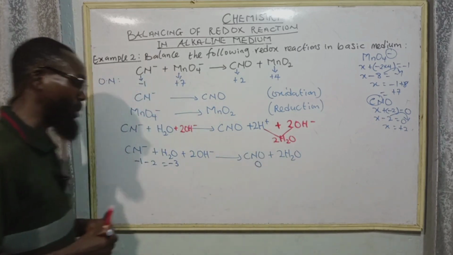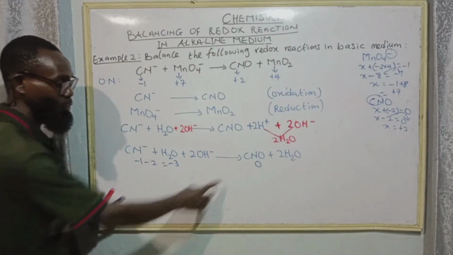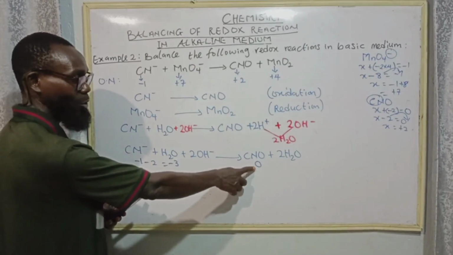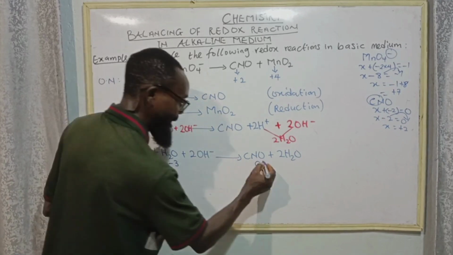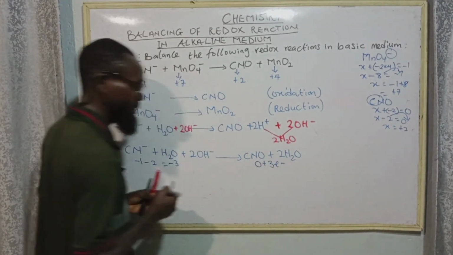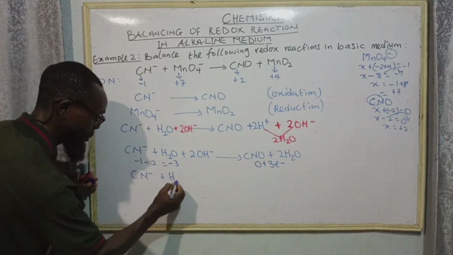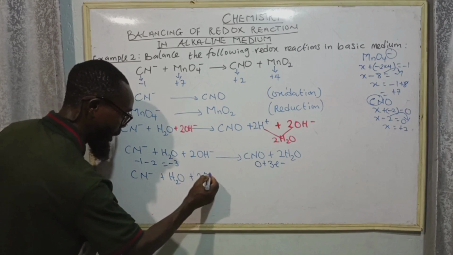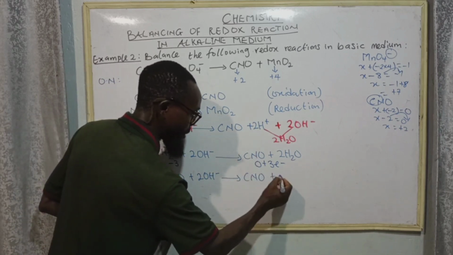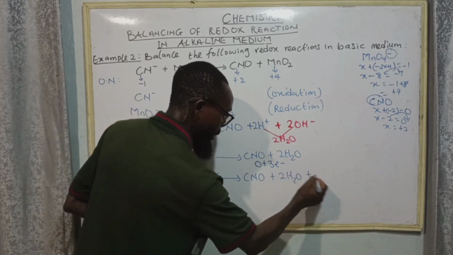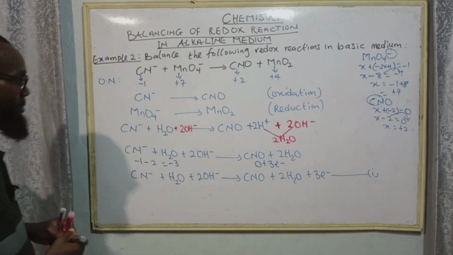0. Now, to add my electron, I'm going to add electron to the side having more positive charge, which is this 0. What am I going to take away from 0 to get -3? I'm going to take away minus 3. So I'm adding plus 3 electrons. So when I write, I have CN minus plus H2O plus 2OH minus to give us CNO minus plus 2H2O plus 3 electrons. That's equation 1.